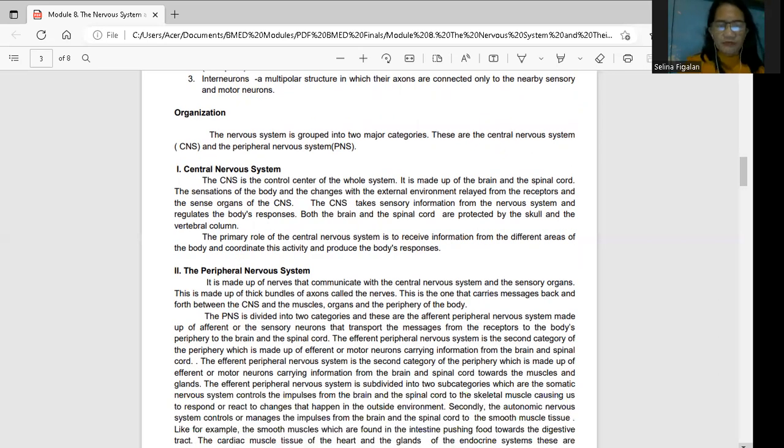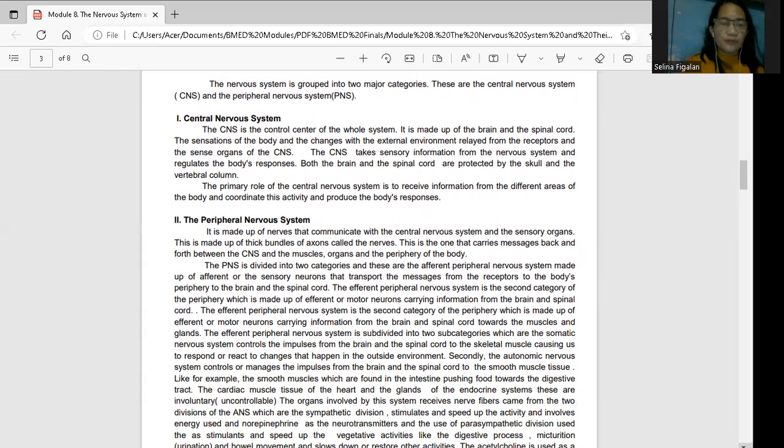How about when you say the peripheral nervous system? Okay, so dito nag-umpisa yung pag-divide ng dalawang parte ng ating nervous system. So this is about the nerves, ugat. Diba? So the peripheral nervous system is made of nerves that communicate with the central nervous system. So with your skin, naalala niyo dati, with your dermis, meron nang nerve endings. So yung nerve endings, pag na-touch, magta-transmit ng messages going to your brain. The PNS is divided into categories.